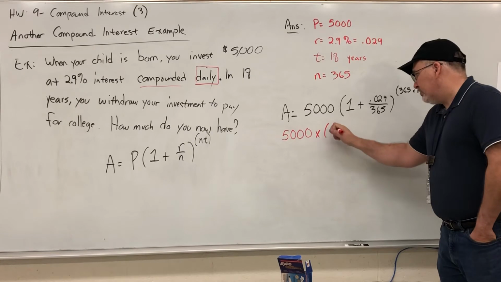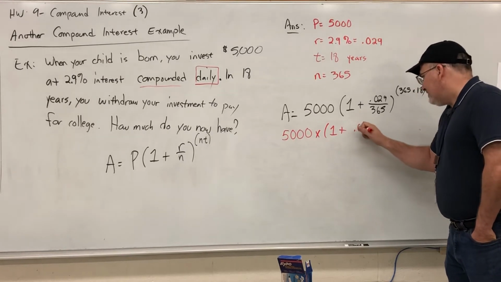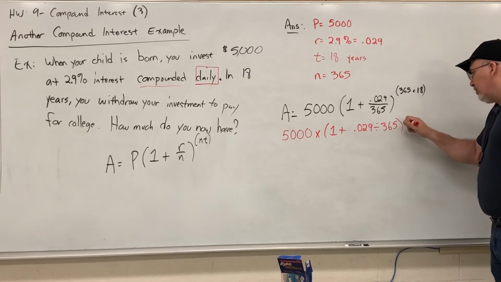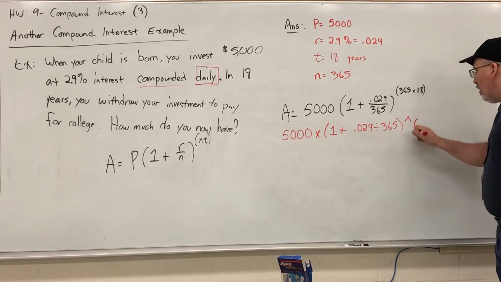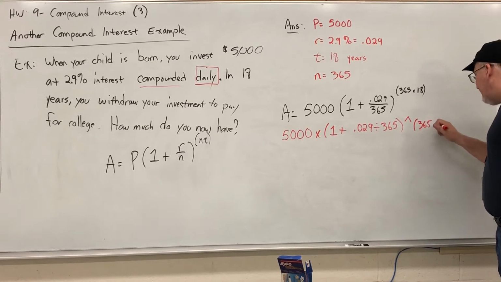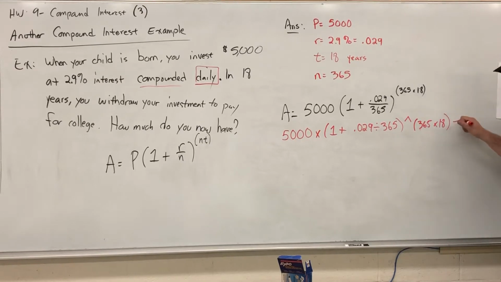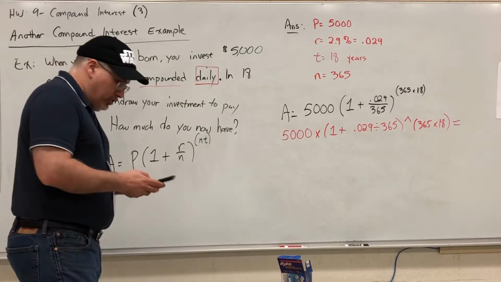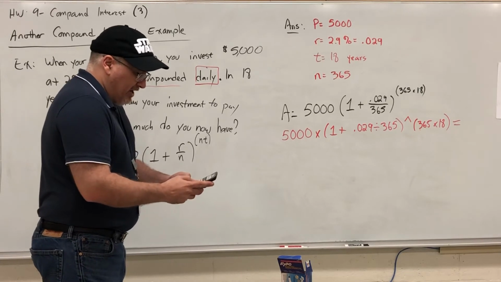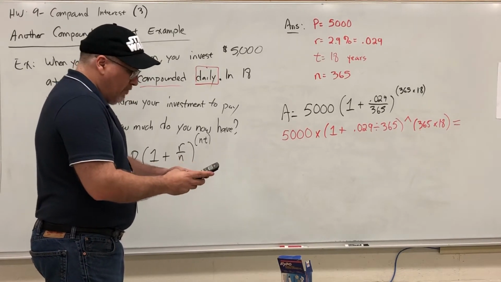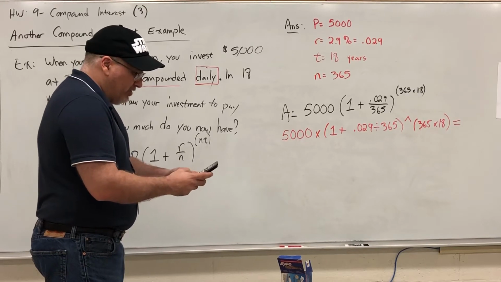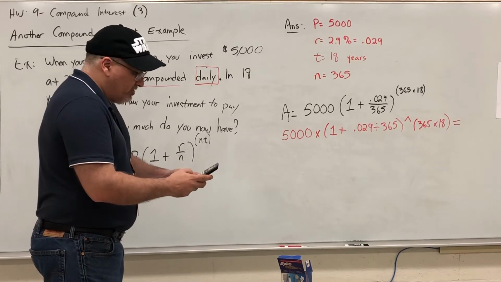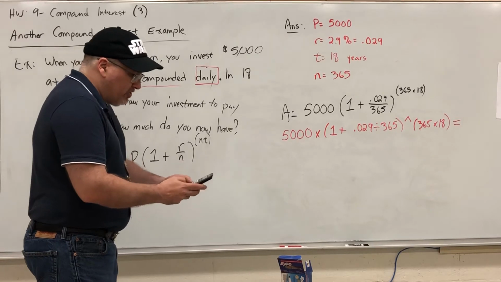5,000 times, open parentheses, 1 plus 0.029 divided by 365, close parentheses, press whatever your exponent button looks like, open parentheses, 365 times 18, close parentheses, and then equals to complete all the calculations. Or if it's a TI graphing calculator, you would press enter. Okay, 5,000 times, open parentheses, 1 plus 0.029 divided by 365, close parentheses, exponent, open parentheses, 365 times 18, close parentheses, equals.